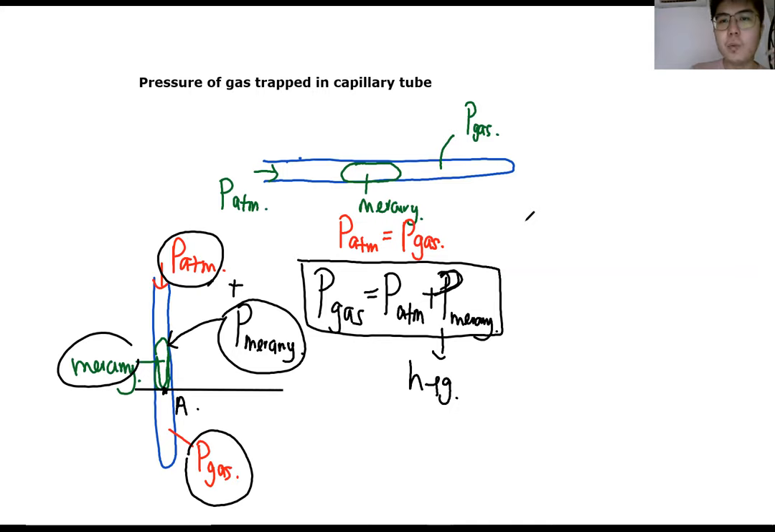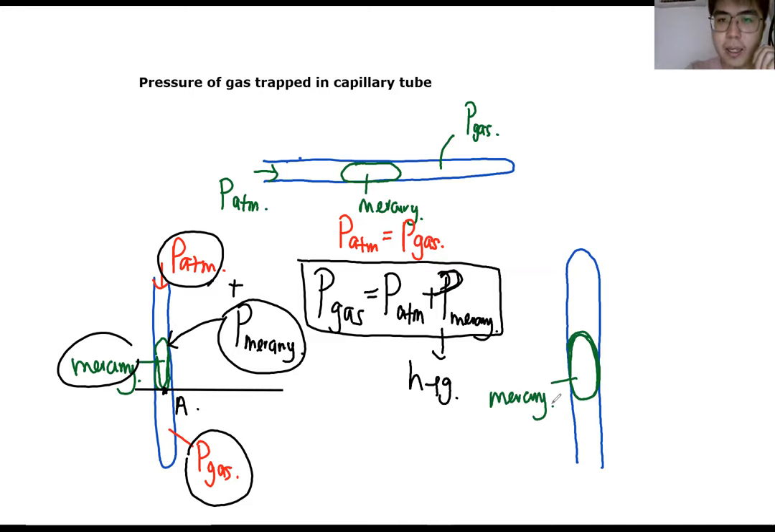Now, the third one. What if I invert the tube? I invert the tube like this, and then you look at where the mercury stops. Let's say it's somewhere here. This is the mercury. Now again, inside this closed section, you have the pressure of gas, and then here you have the pressure of atm. Let's say the mercury stops here and doesn't drop. It stopped here at point, let's call it A again.